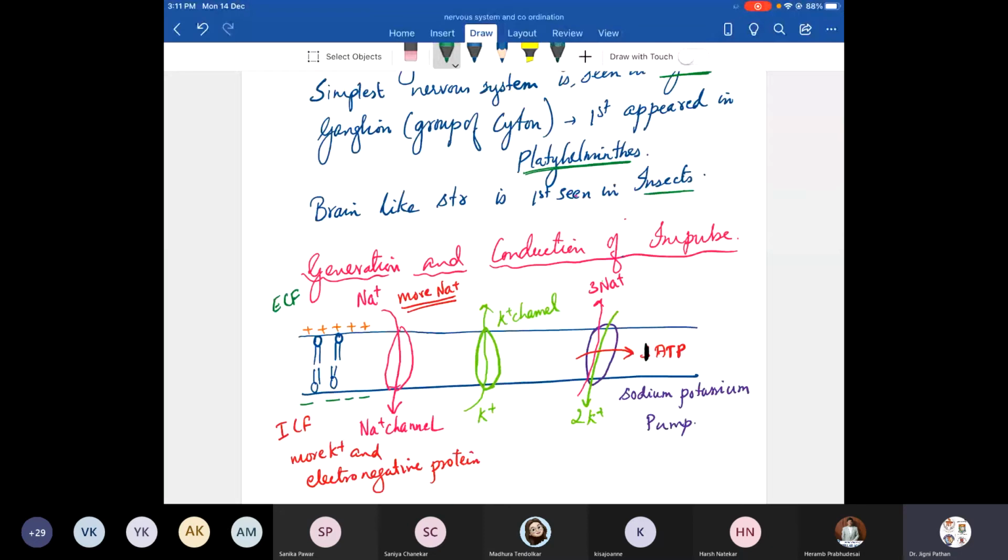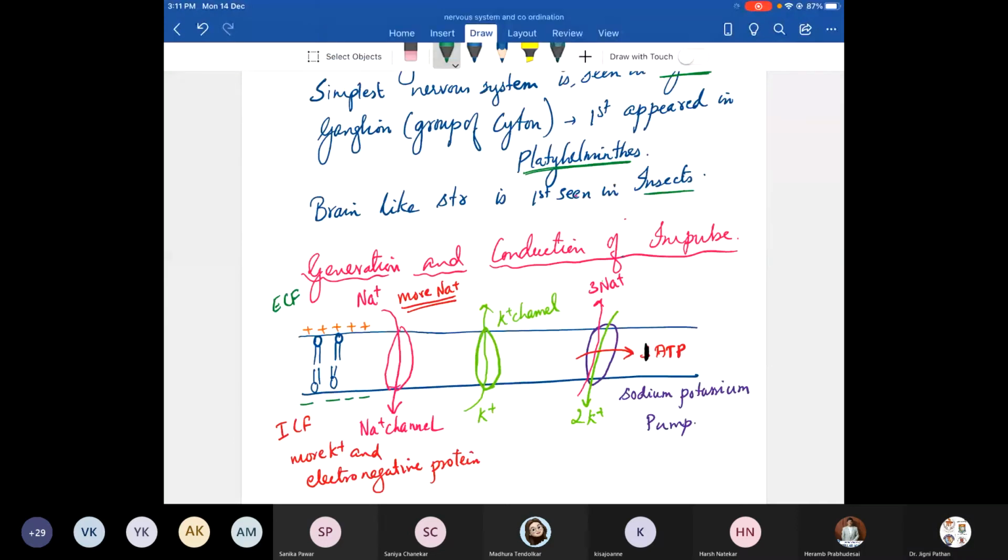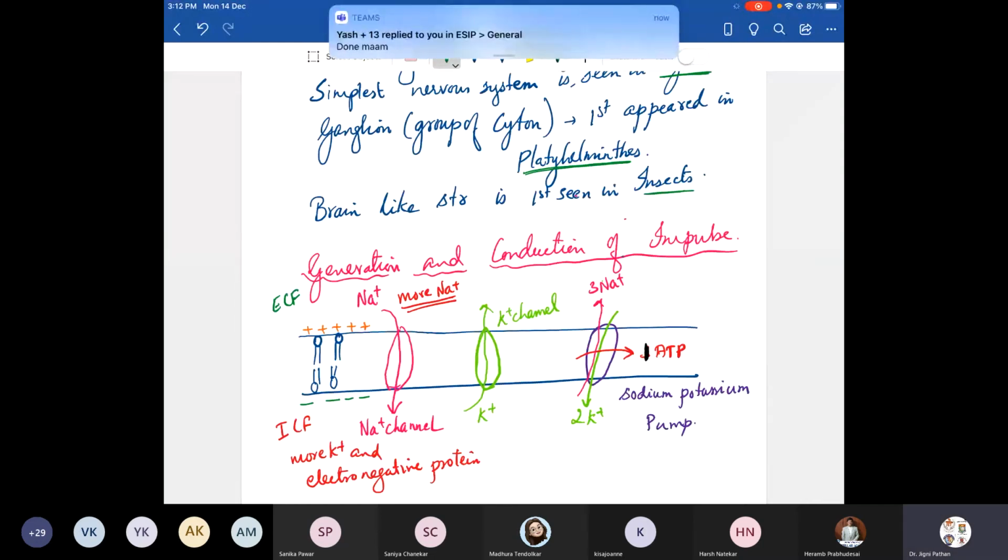This membrane has two channels, that is sodium channel and the potassium channel. And then there is a pump called sodium potassium pump. You draw this, I'll explain you everything in detail how it works. So please draw and do let me know once you are done. Done? Everybody done? Okay, next.